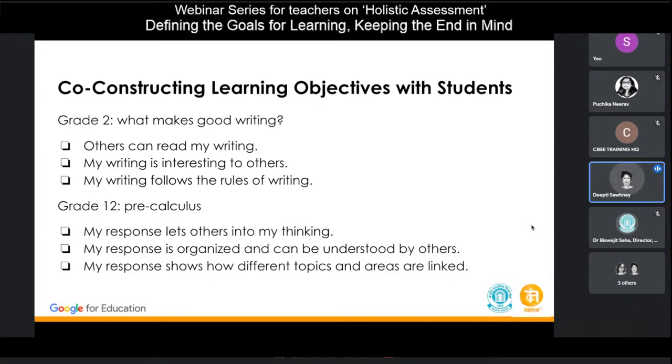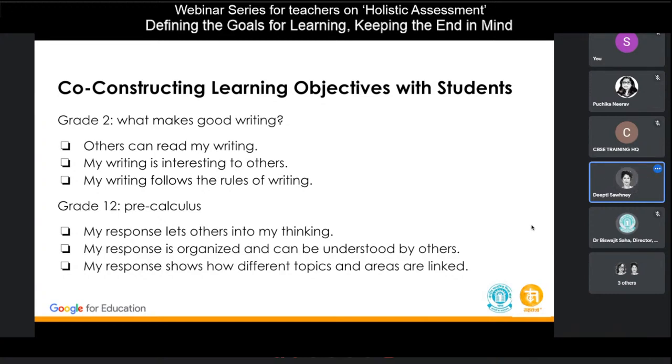used. This is just an example. I'm sure you all have beautiful other examples as well. My response is organized and can be understood by others. So this could be one learning objective. My response shows how topics and areas are linked.